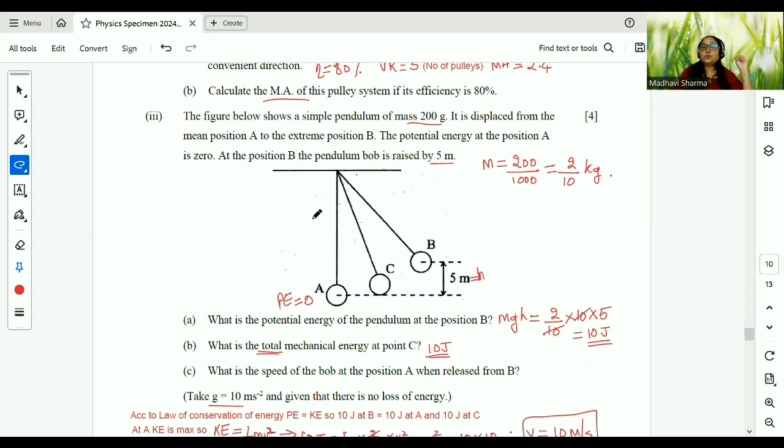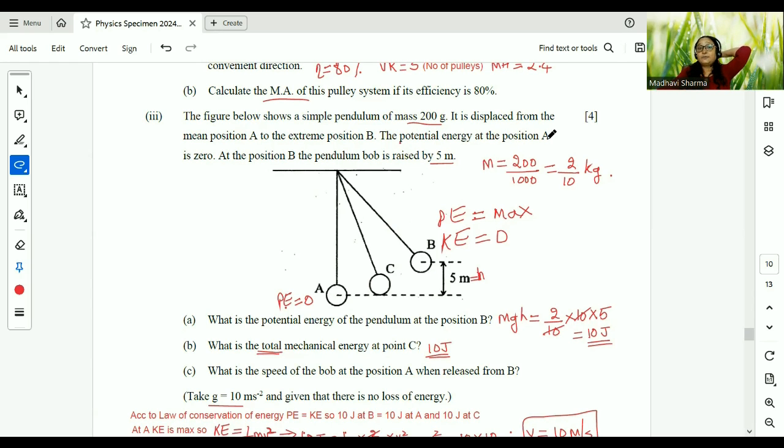The figure below shows a simple pendulum of mass 200 grams suspended from a mean position from A. PE is 0 and here KE is max, right? Sorry, KE is 0 and PE is max. Yes? So it displaces from A to B, extreme position.